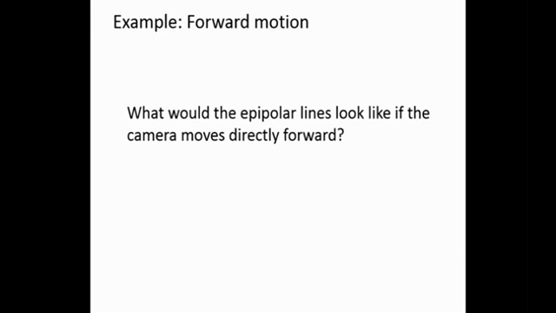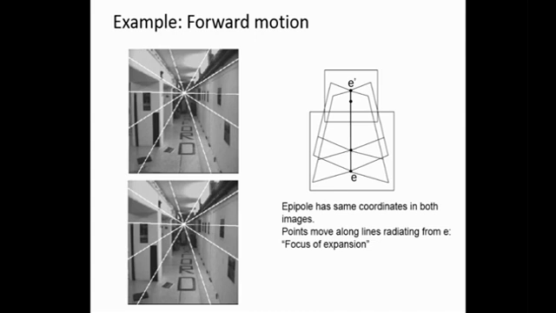Or another way to say it is, where would the epipole be? So, yes? Yeah, it would be at the camera center. So remember that the epipole is basically the projection of one camera center onto the other image plane. And so if they're moving exactly forward, then one camera center is just going to project onto the principal point or the center of the other image, and vice versa.